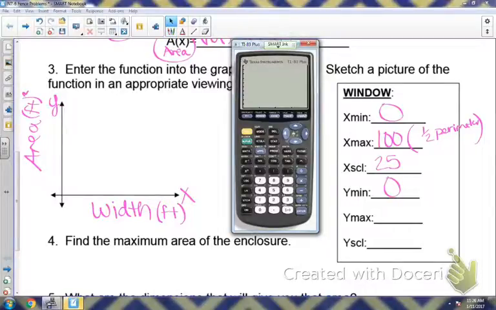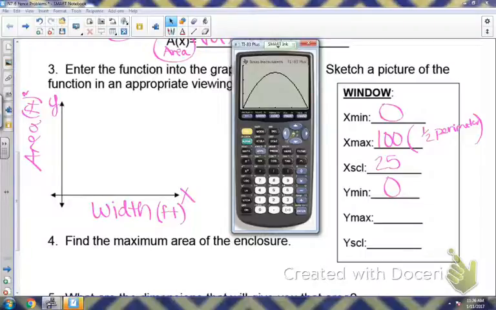Okay, so let's go back to window. Our Y max, remember our Y, we're talking about the area. So length times width. Let's just come up with anything. Let's say 3,000. And remember, there's not a right and wrong answer for your window as long as you're able to see the parabola. If I do 3,000, let's increase by 1,000. Notice I am able to see the entire parabola.